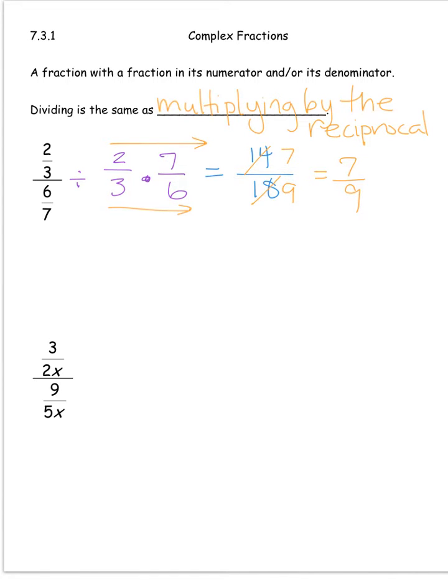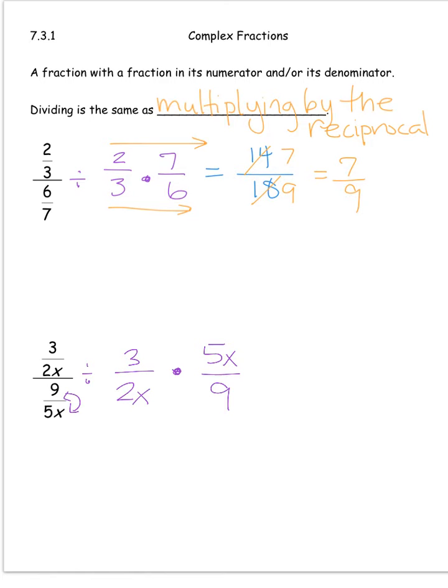Okay, so let's move to an algebra example, slightly, since it has x's in it. Again, the middle fraction bar is where our division symbol would go. So this is telling us to do 3 over 2x multiplied by the reciprocal of 9 over 5x. So 5x over 9.